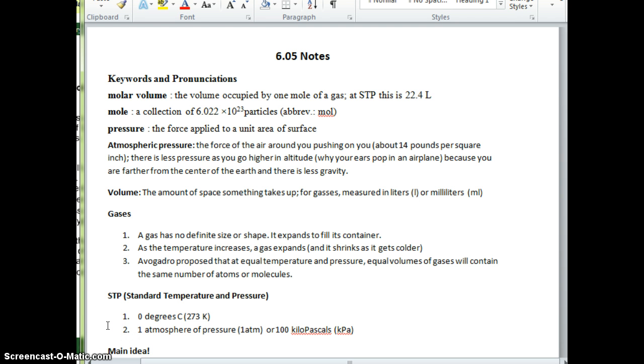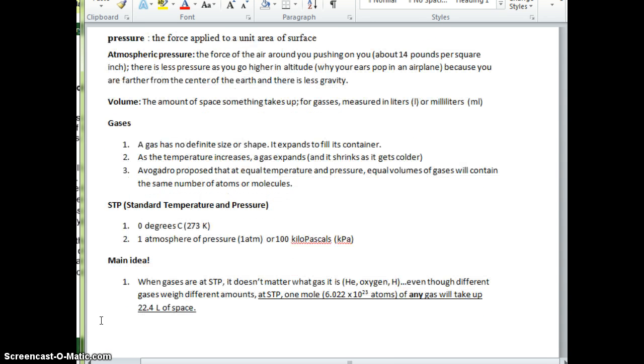STP, standard temperature and pressure, is 0 degrees Celsius or 273 Kelvin. It's 1 atmosphere of pressure, so it's abbreviated 1 ATM, or 100 kilopascals or kPa. Main idea, when gases are at STP, when they're at 0 degrees Celsius, which is 32 degrees Fahrenheit, by the way. Let's add that on there. 32 degrees Fahrenheit. And there's 1 atmosphere pressure, so it's at sea level.